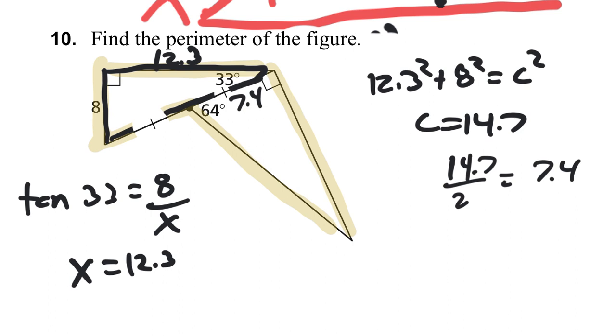Well, now I can do another trig function. So I can say tangent 64 equals opposite, which I don't know, over 7.4. And then from there, I can figure out the opposite side.